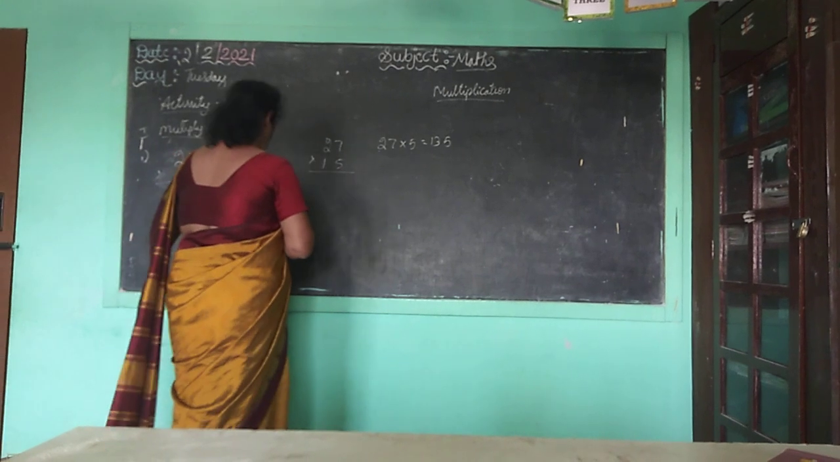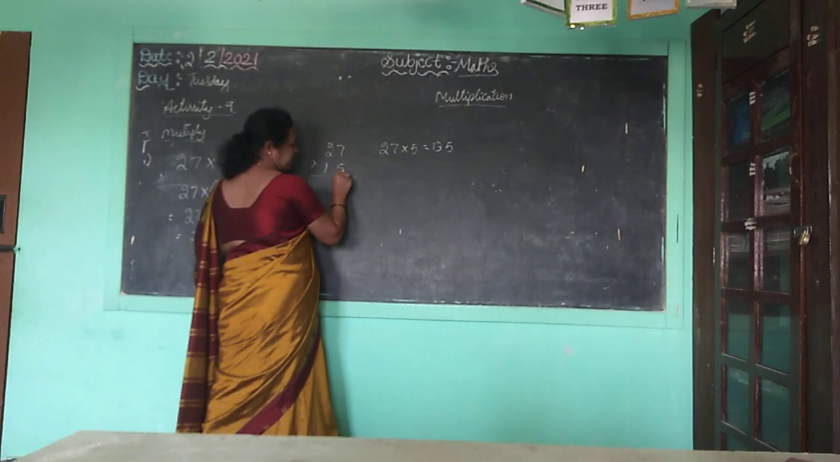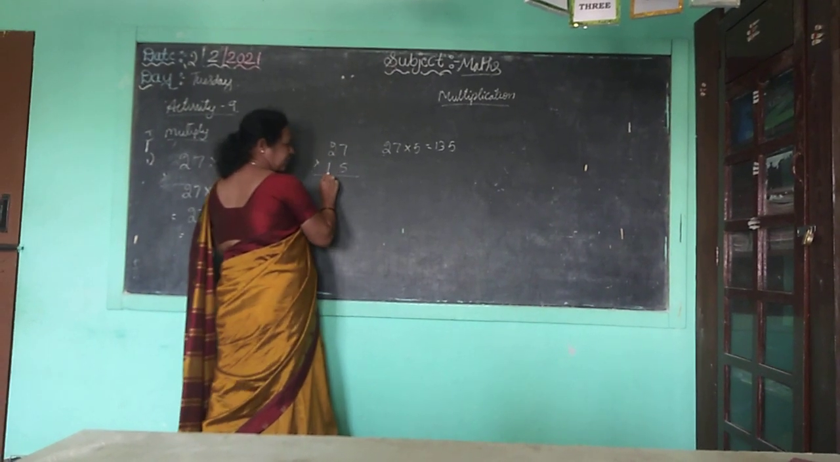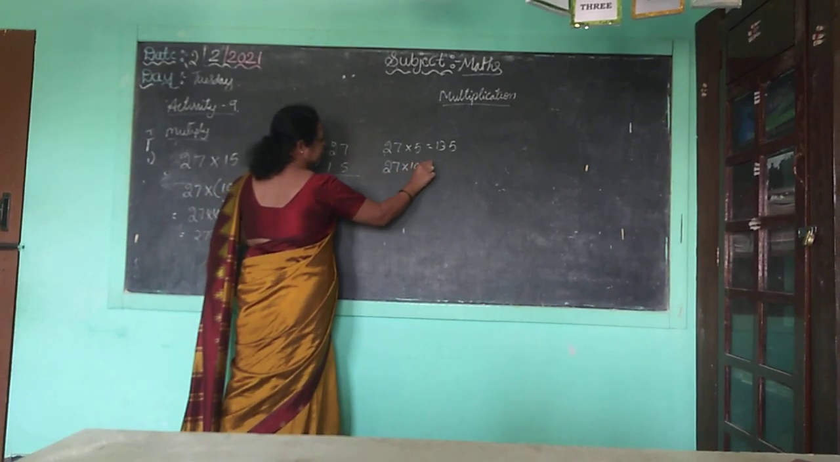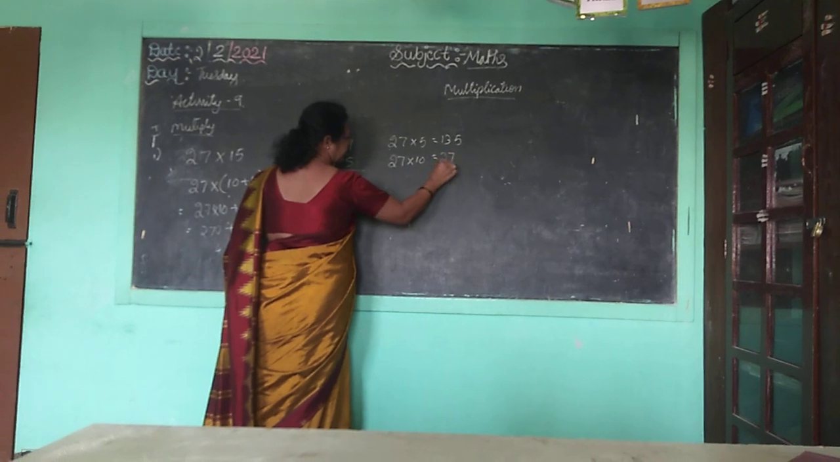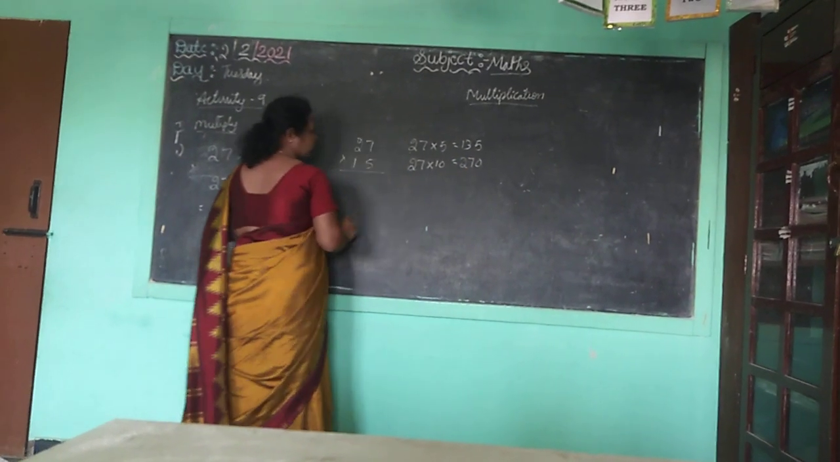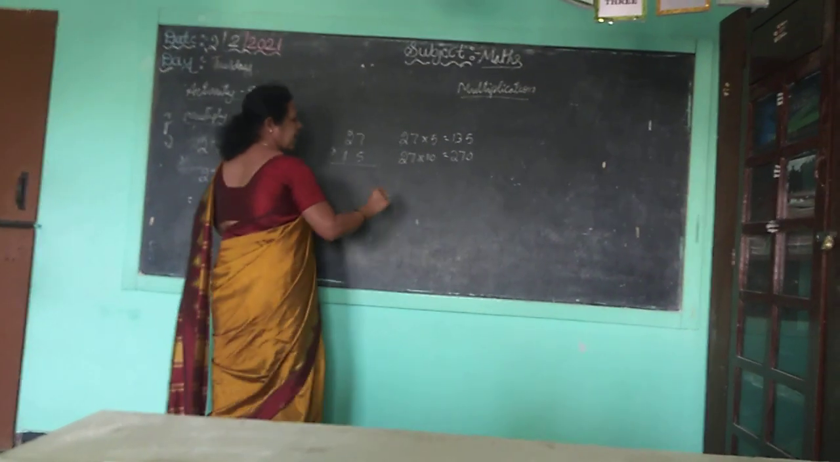Okay children, now the ones place is over, now the tens place. How many tens are there here? 1 ten. So 27 multiplied by 10. 27 ones are 27, put 0. That is 270. So what will you do now? You add both.